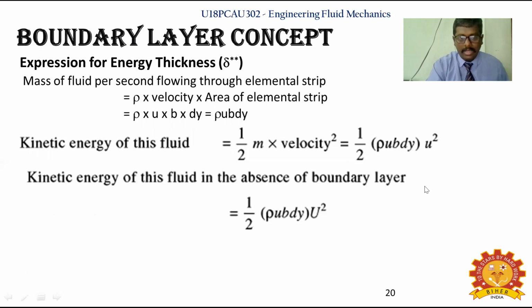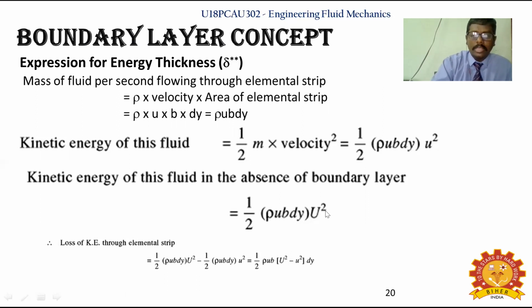Now the kinetic energy of a fluid in the absence of a boundary layer, that is, if you are not considering the flat plate, will be based on capital U, so you replace it with capital U. Then the loss of kinetic energy through the elemental strip: if you do not have the strip, you have this amount of kinetic energy. From this energy you subtract the energy with the plate, and you get how much energy is lost because of keeping the plate. So you subtract, giving capital U square minus small u square.